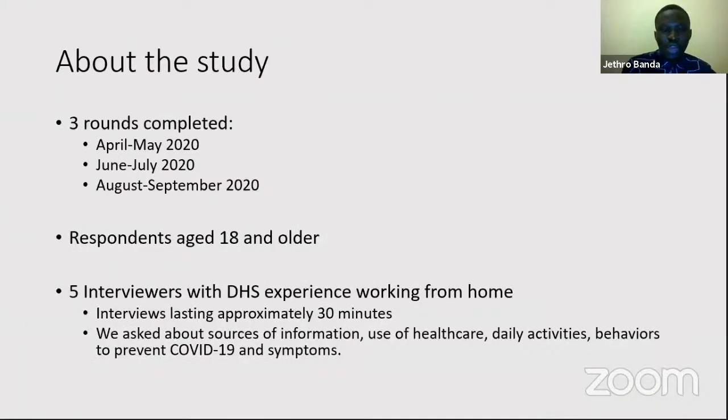As of today, we have managed to complete three rounds. We started on the 22nd of April through September. All the respondents are 18 and above. We are using five interviewers who have sufficient survey experience, but they are working from their homes. Each interview session lasts up to 30 minutes or so. We have questions on sources of information, whether they have been able to access healthcare, the activities they are doing, how they are protecting themselves from contracting COVID-19, and self-reported symptoms.